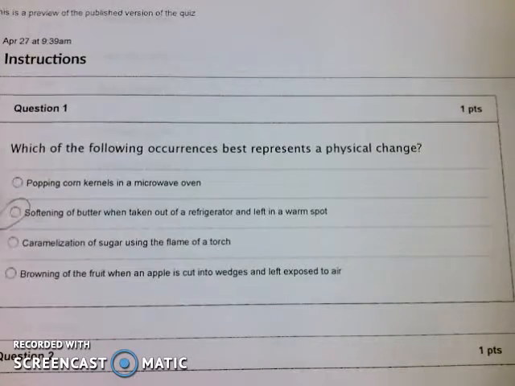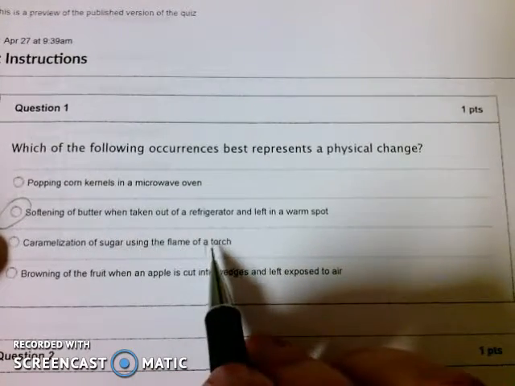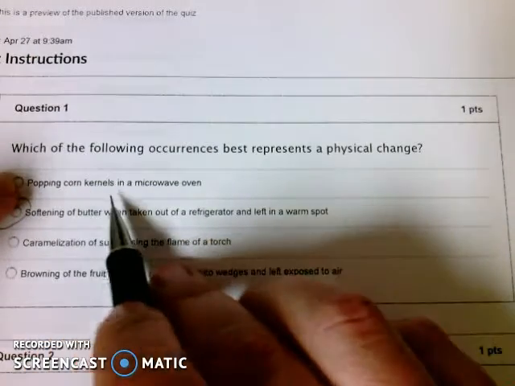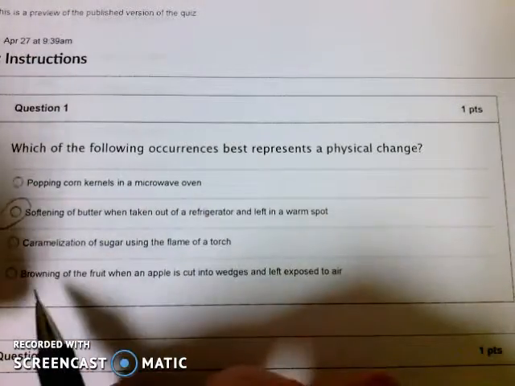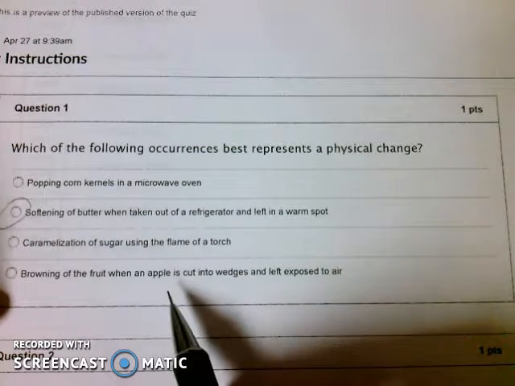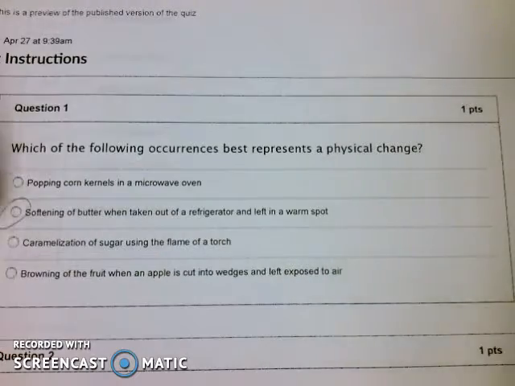All right. Caramelization of sugar using the flame of a torch, you're actually cooking the sugar and you're making something different, right? When you pop the corn, it actually turns into a different substance, right? Browning the fruit of an apple, cut into wedges, left exposed to air. It's kind of like rusting a nail. Okay, that's a chemical change also. That's your only physical change on the list.